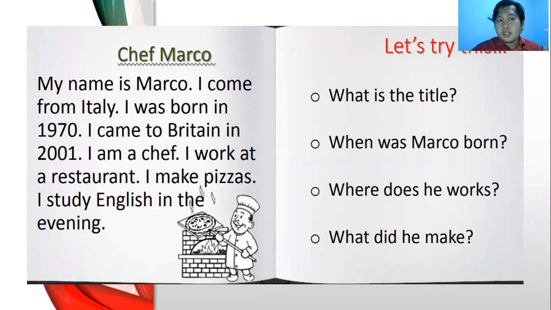What is the title of the text we have read? The title is Chef Marco. When was Marco born? When we say when, it is talking about the date. So when was Marco born? Marco was born in 1970. Now, where does he work? When we say where, it is a place. So let's look for a place.